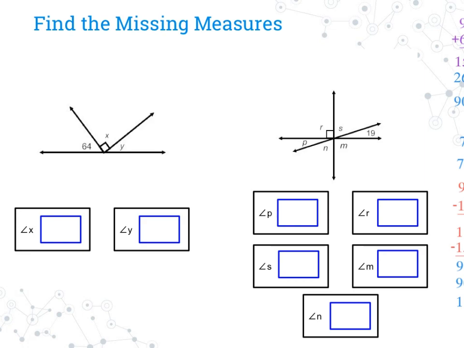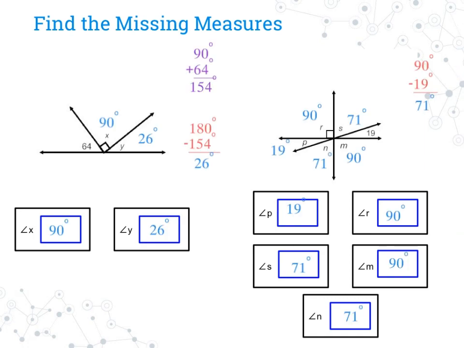I know it looks hard, but remember what you know about angle relationships, and you should be able to figure out what's missing. Go ahead and pause the video now, try it on your own, then press play again to see if you are correct. How did you do? Were you able to figure out all the missing measures?